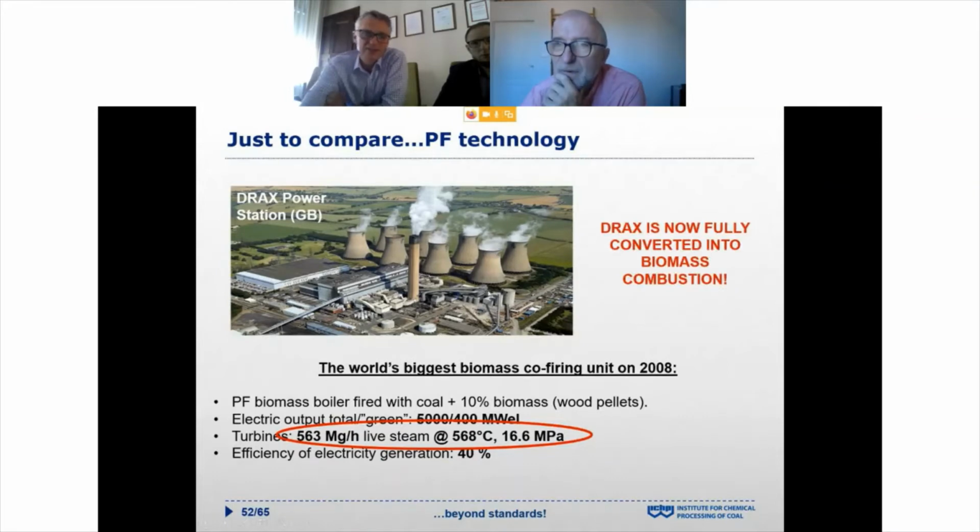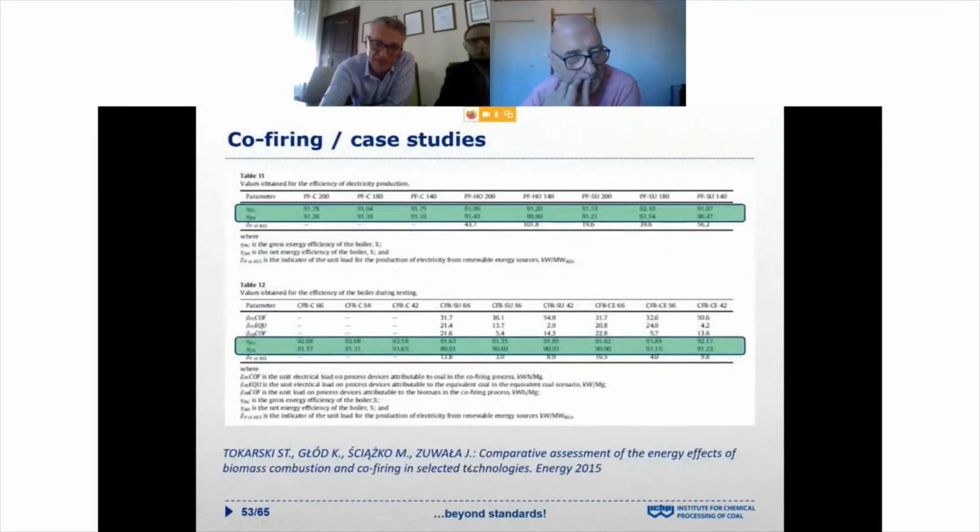But now the Drax has been fully converted into biomass combustion. 100% combustion of biomass pellets is used here, and as far as I know, the parameters of the steam are still high. So the answer to the question, which gives the better efficiency, co-firing or 100% biomass combustion, really depends on the scale, the size of the plant, and also the parameters of the live steam.